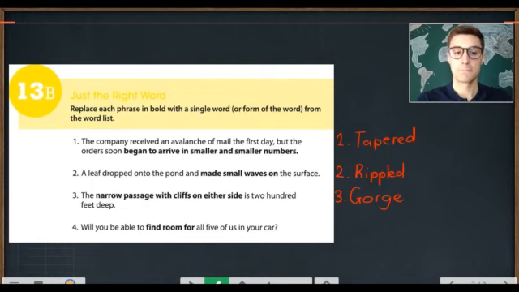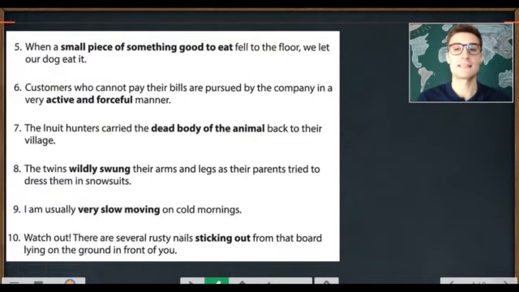Next, number 4. Will you be able to find room for all 5 of us in your car? So find room for. Which word can replace that phrase? Accommodate. Will you be able to accommodate all 5 of us in your car? Great. Next, number 5.